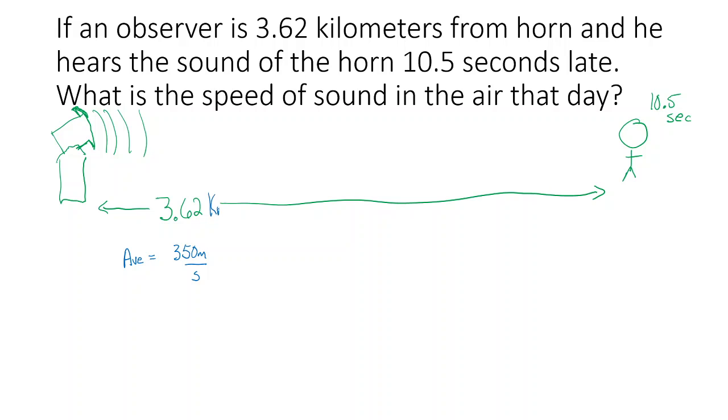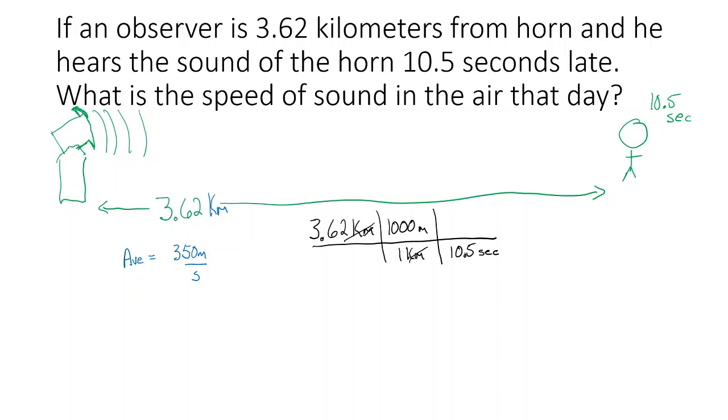Well, we learned already in this particular problem that he is 3.62 kilometers away, and we'd want it in meters per second. So we know 1 kilometer is equal to 1,000 meters, and it takes 10.5 seconds. So using just basic unit analysis, kilometers will cancel, and we're left with meters per second, which is the unit that I'd like to have in my sound, and to compare it to the average speed of sound on a nice clear day.